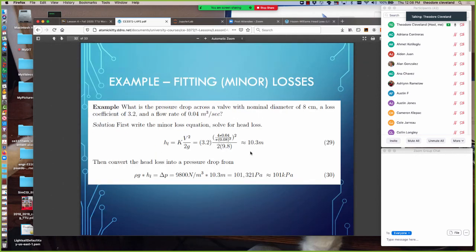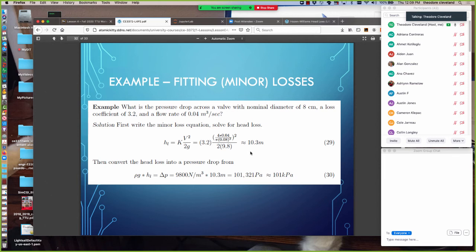Here's an example of a fitting loss. Suppose we have a valve that has a nominal diameter of 8 centimeters, a known loss coefficient of 3.2, and it's put into a flow where there's a flow rate of 0.04 meters cubed per second, and we want to determine the pressure drop across that valve. While it wouldn't be a great idea, you could conceivably use a valve like that to determine flow rate. So we'd have to calibrate it for different valve settings and pressure drops. So let's just say we want to find the pressure drop.